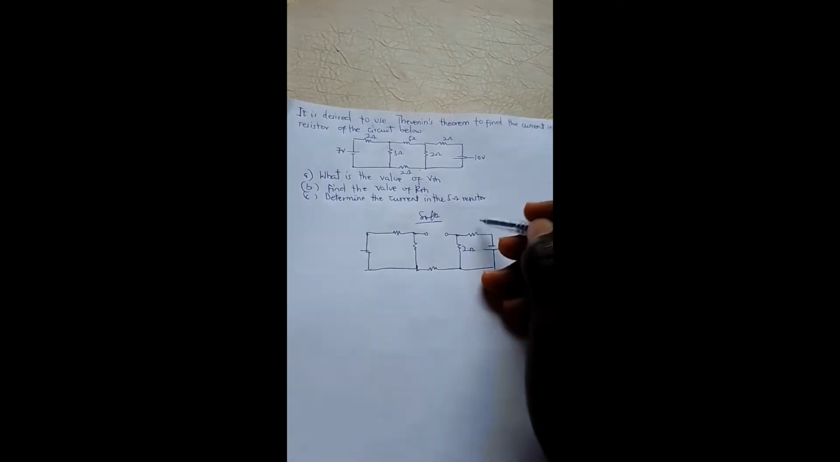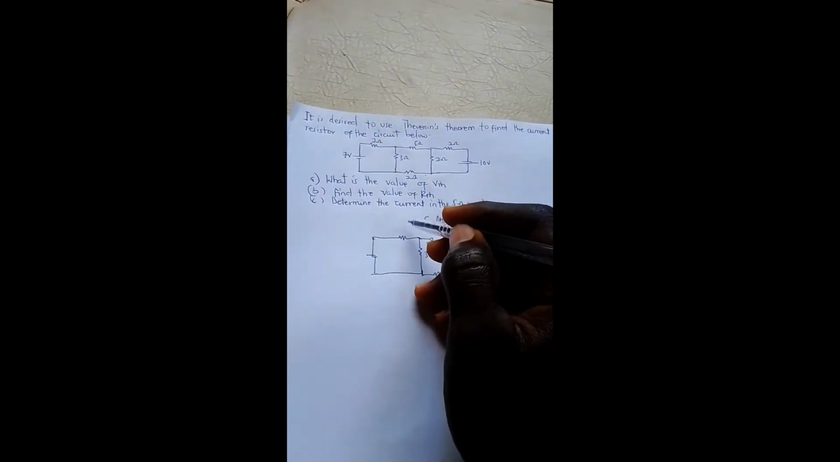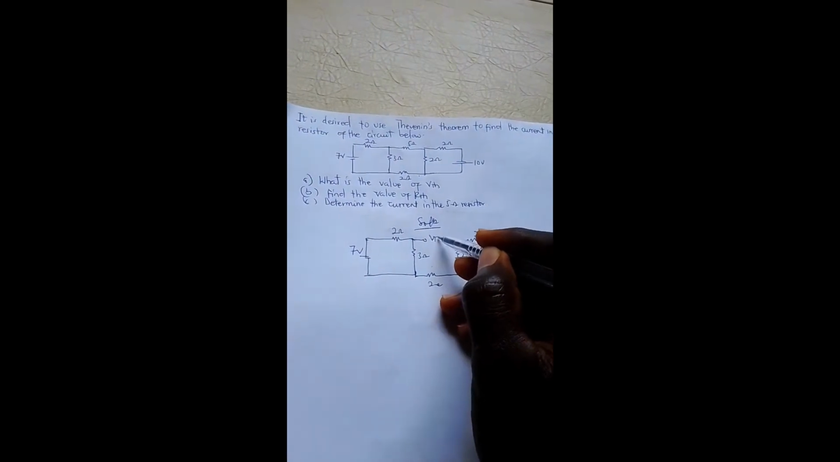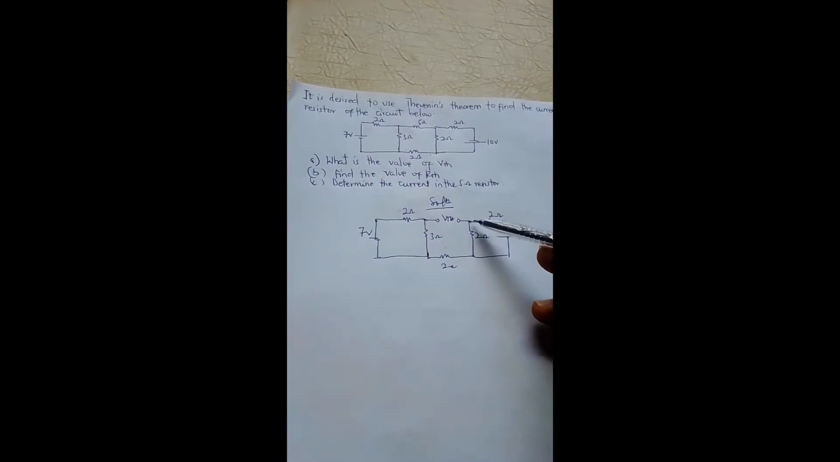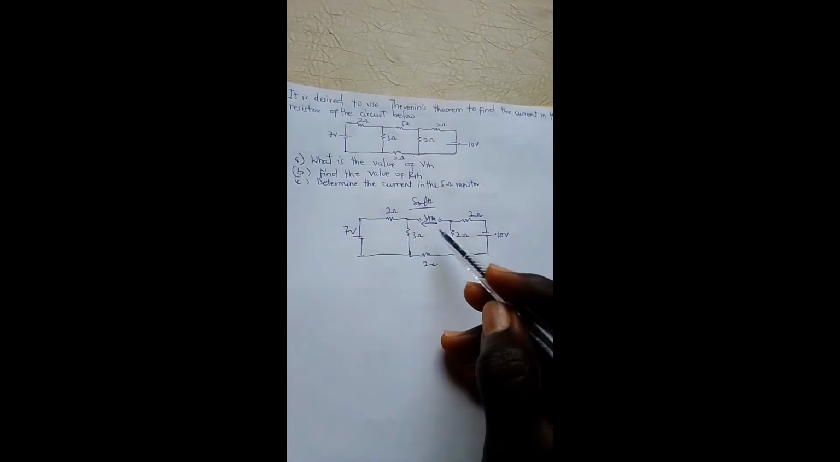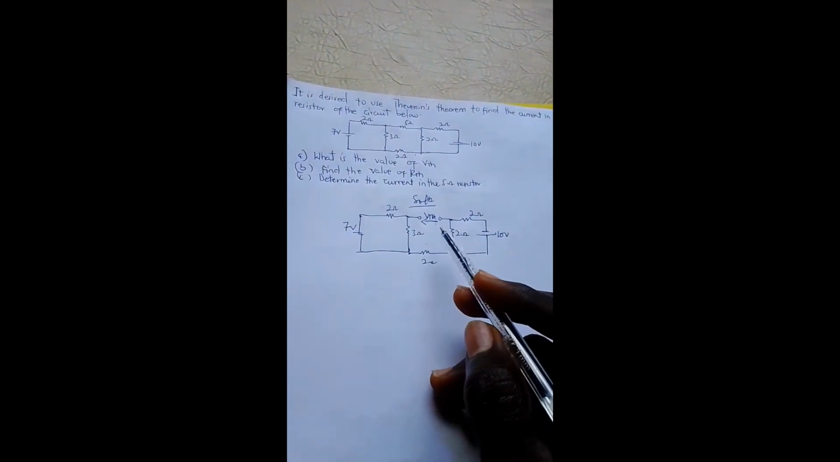So you have our 10 volts here, the 2 ohm will still be here, 2 ohms will be here, and you have our 2 ohms, you have our 3 ohms, you have our 2 ohms, then finally 7 volts here. Then we put our VTH here. So now this is acting as a virtual source. So we call it VTH and we assign a direction for it. We have to find the value for this VTH. So we can apply Kirchhoff's rules to get the value for the VTH.